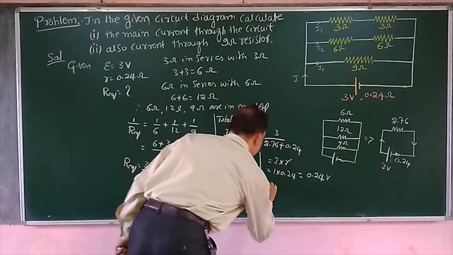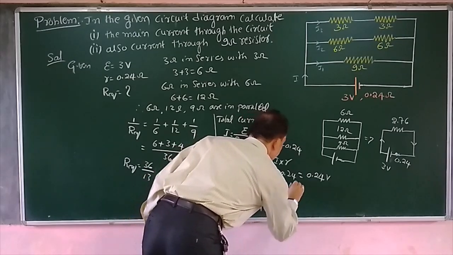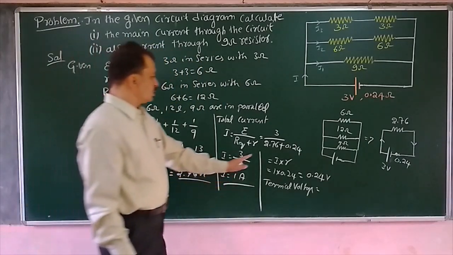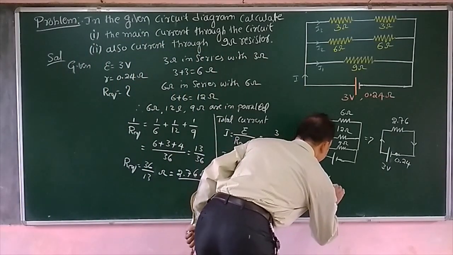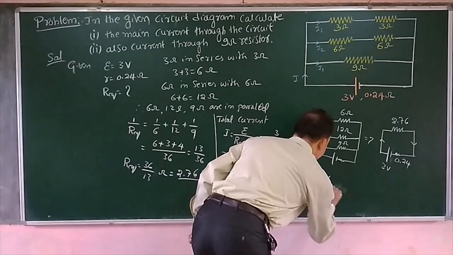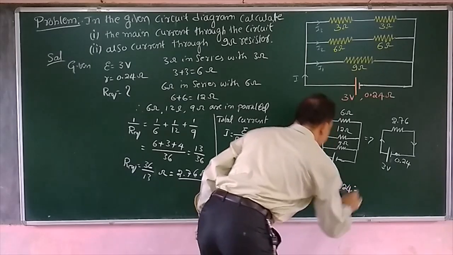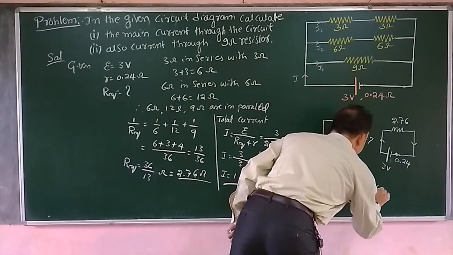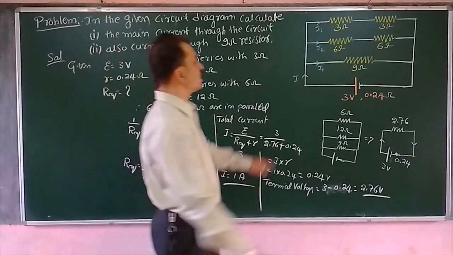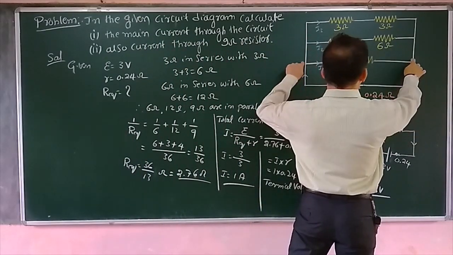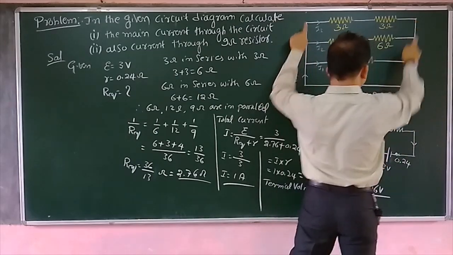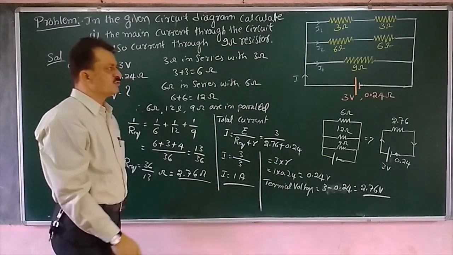Therefore terminal voltage is equal to 3 minus 0.24, that is equal to 2.76 volts. So this amount of voltage is dropped across the terminal. That means across this branch it is 2.76, across this branch it is 2.76, and across this branch it is 2.76. That we have got.